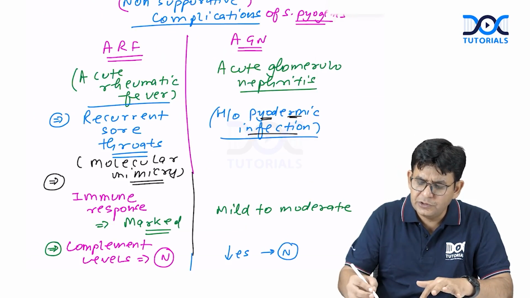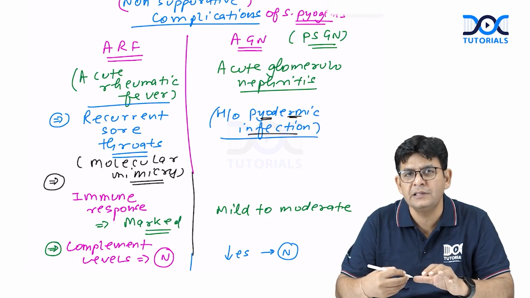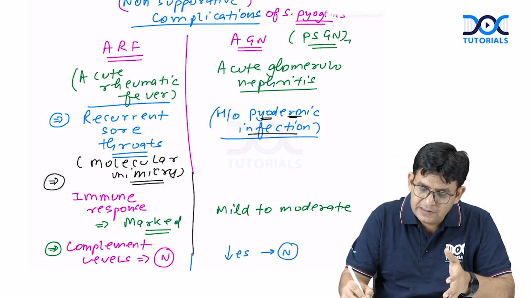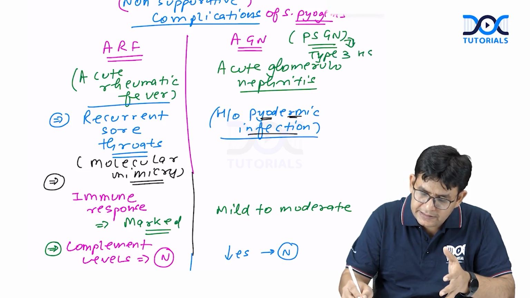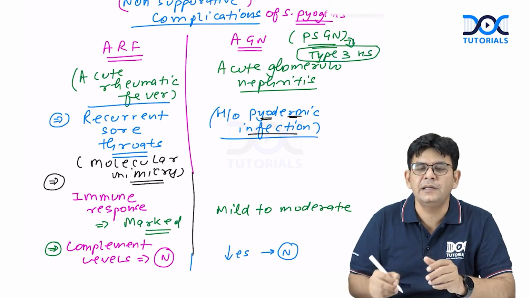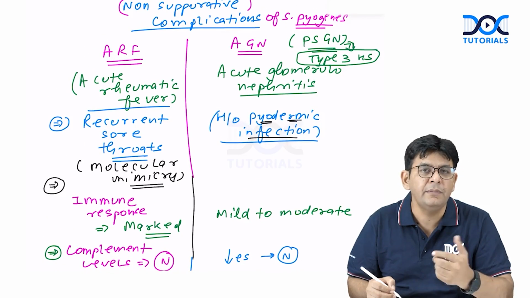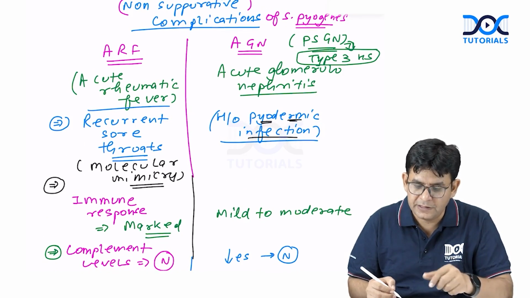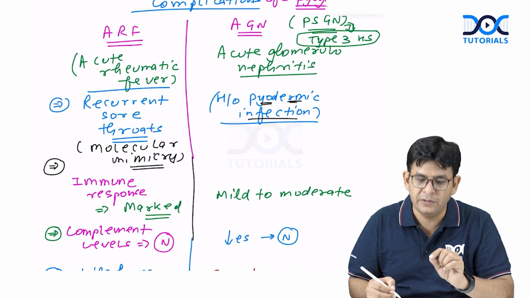And this is a favorite question: post-streptococcal glomerulonephritis is which hypersensitivity? Basically immune complexes are formed in this, so this is a type 3 hypersensitivity, guys. And what is type 3 hypersensitivity? Immune complex mediated. That is type 3, post-streptococcal glomerulonephritis.